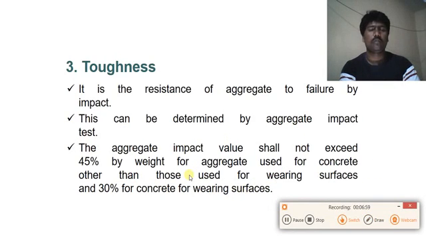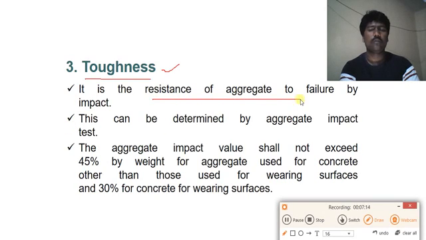The third property of an aggregate is the toughness. Toughness is nothing but the resistance of an aggregate to failure by sudden or impact loading. That means if you apply a sudden or impact load on an aggregate, how much resistance it has without failure of the material. That defines the toughness of a material. The toughness of an aggregate can be determined by using the aggregate impact test.